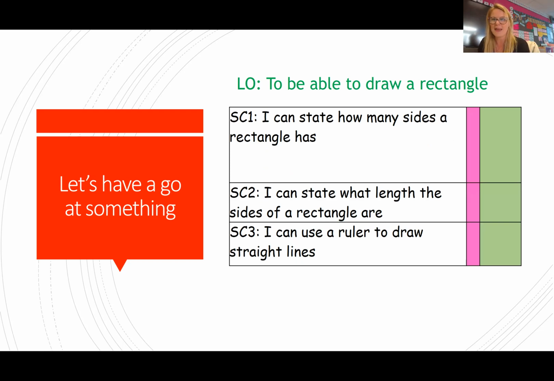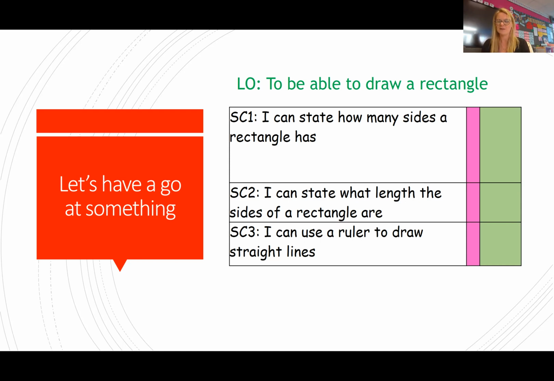Give me a thumbs up if your rectangle has 2 sides which are the same length, 2 long sides, and then it has 2 short sides. So you have 2 long sides and 2 short sides. Give me a thumbs up if you did that. And last one, give me a thumbs up if you think you did a great job of using a ruler to draw straight lines.